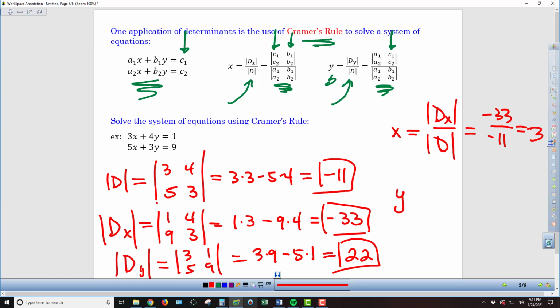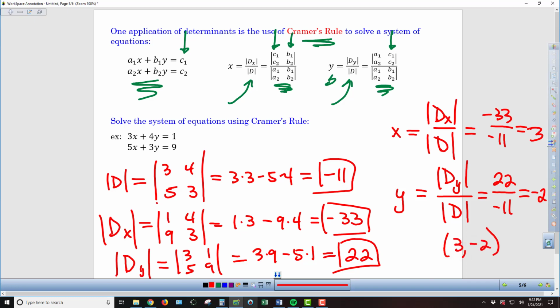And then for the y, we're going to do the same thing, but this time it'll be D sub y divided by D. So D sub y, we've got 22. D, sorry, D is negative 11. So 22 divided by negative 11 is negative 2. So our ordered pair as the solution to this system of equations is 3, negative 2. Same answer we would get if we used any of our other available techniques.